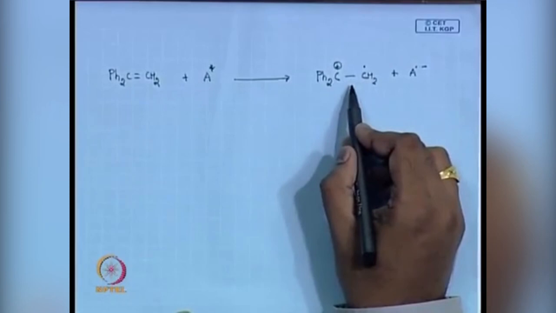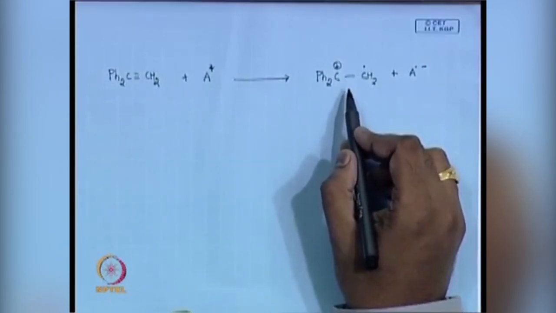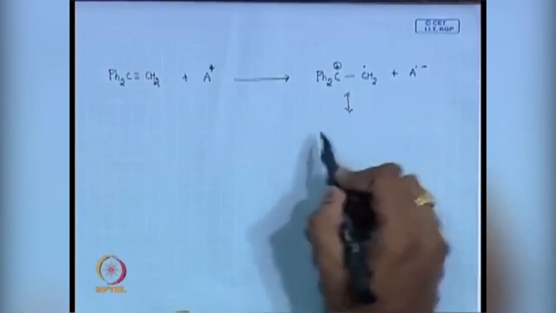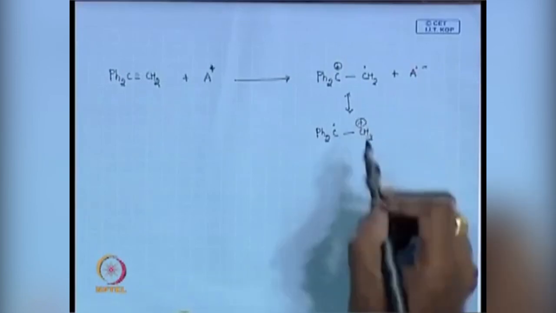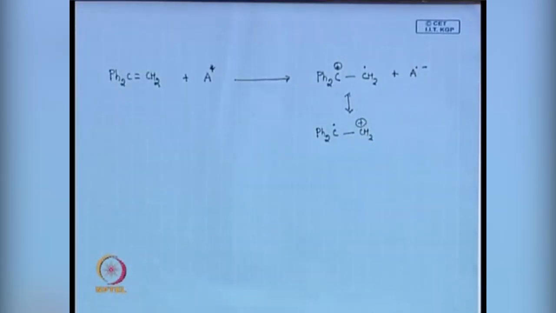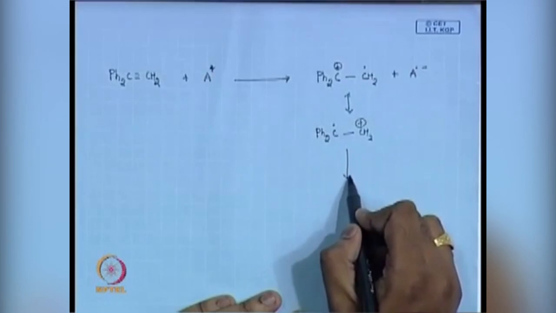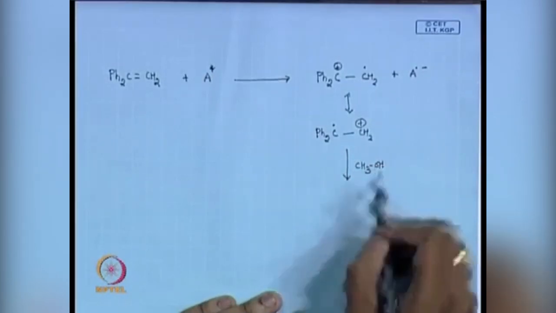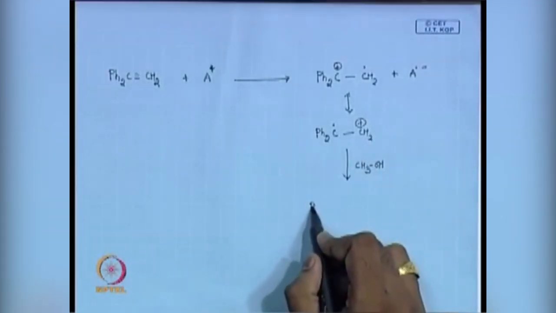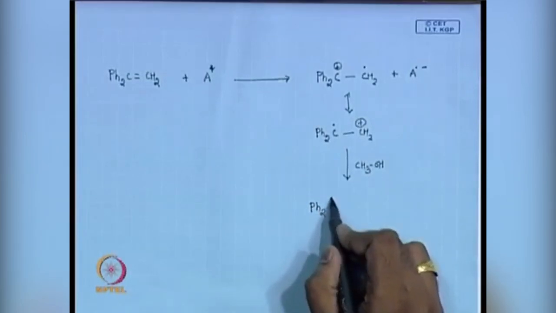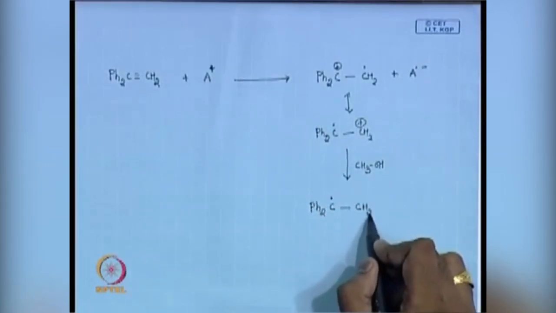And what happens to this now? Because this will be a much more comfortable position for the molecule. Right, the radical gets stabilized much better if it is in this way, Ph2C dot CH2 plus, fine. Now, methanol comes into the picture. So, methanol can add to your CH2 to give me Ph2C dot CH2OCH3.